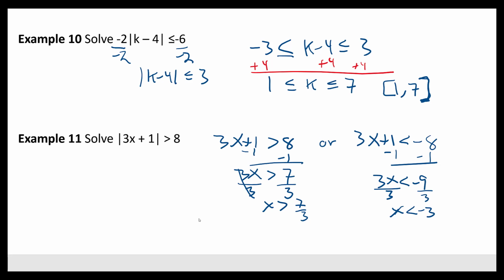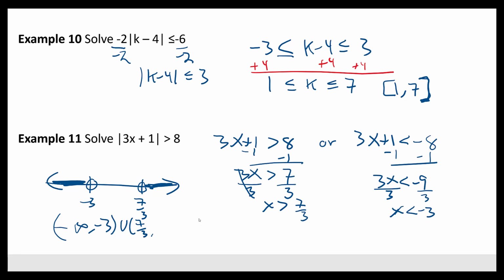And so what we have is two inequalities. If we look at the intervals on them, in the one case we're at 7/3, and it's bigger than that. In the other case, we are at negative 3, and it's smaller than that. So it's going to be the two intervals, negative infinity to negative 3, union that with 7/3 to infinity. And that's it.